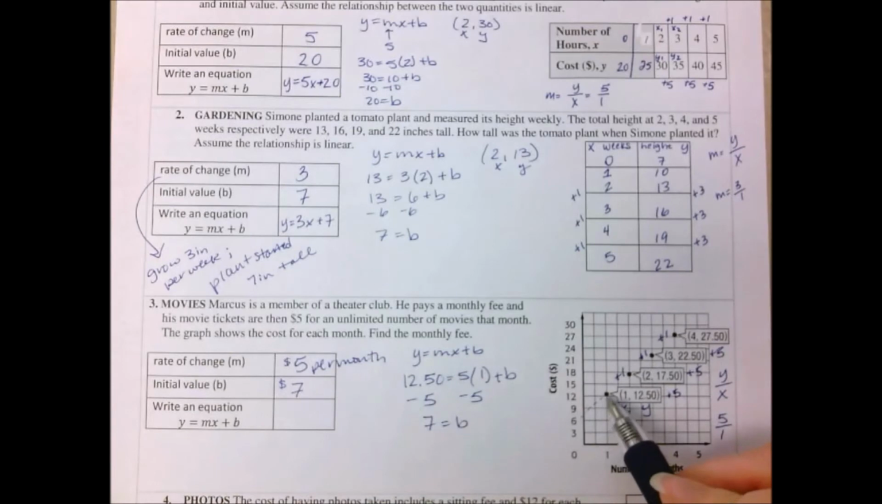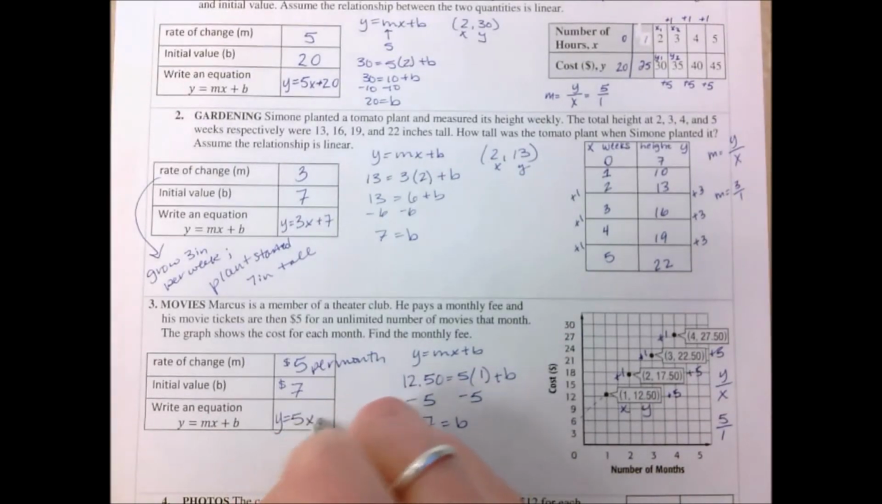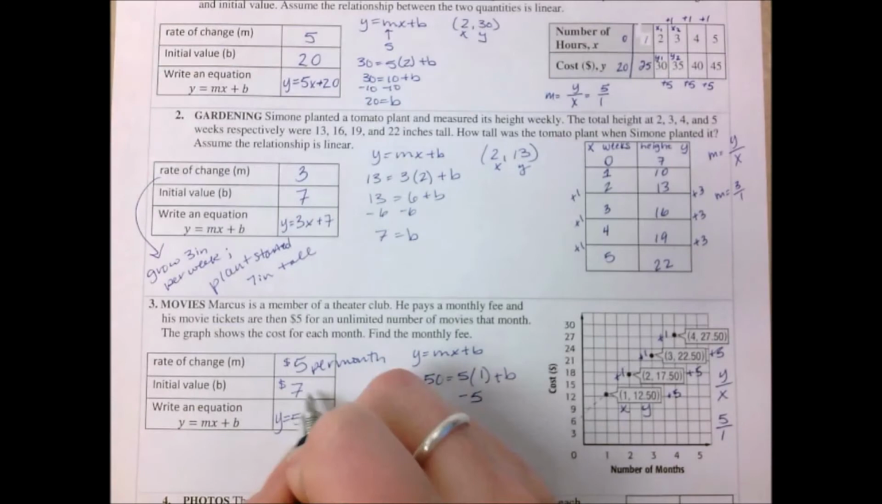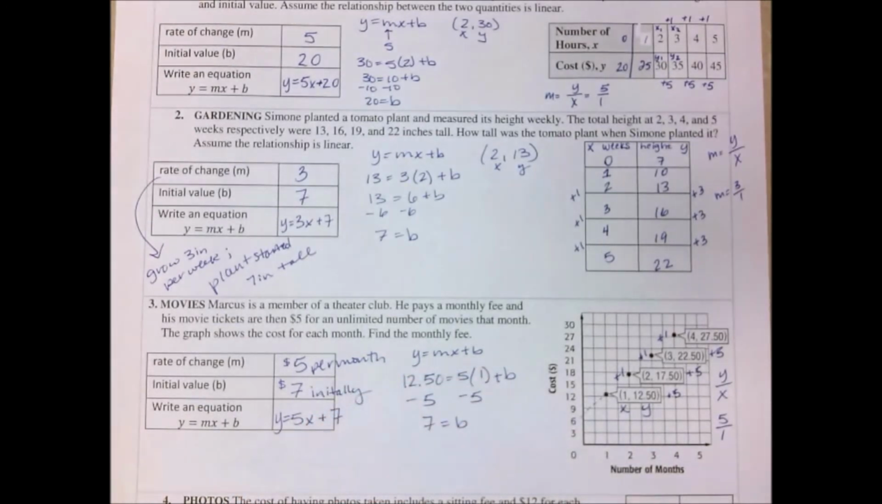We can tell from our graph, if we were to continue it, that it should have landed somewhere in between 6 and 9. So $7 is a reasonable conclusion. So your equation then is y equals 5x plus 7. So you pay $7 initially, and then after that you pay $5 per month to get into the movies.